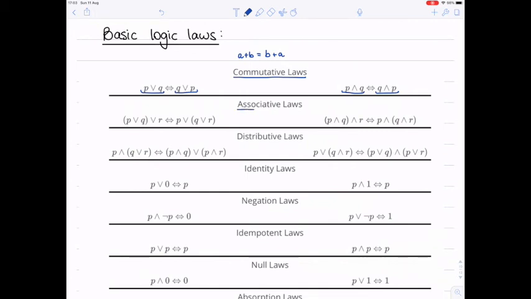We have associative laws. So if you remember from multiplication, you have A times B times C is the same as saying A times B first and then C. And this is saying if you've got a whole string of ors, or you have a whole string of ands, then ordering doesn't really matter. So we do have the rules that we learned earlier which say how you should go about doing the ordering, but it doesn't matter.